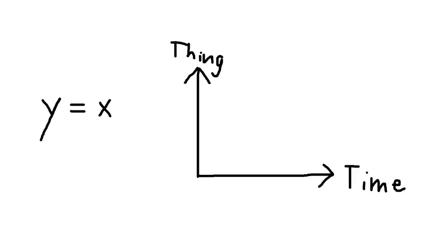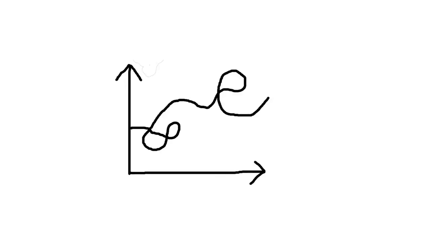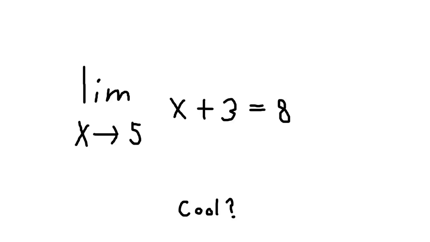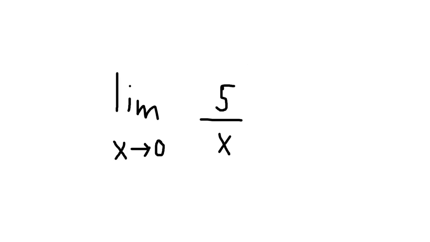But what if we had a wacky graph, like this? Well, we can't answer that yet, but we can answer for graphs like this. But first, we need to learn about limits. Limits are pretty boring when the expression follows usual rules of math. Limits are a way of making exceptions to rules. For example, we can't divide by 0, but with limits, we can divide by 0. Let's write out this limit: x approaches 0 of 5 divided by x.